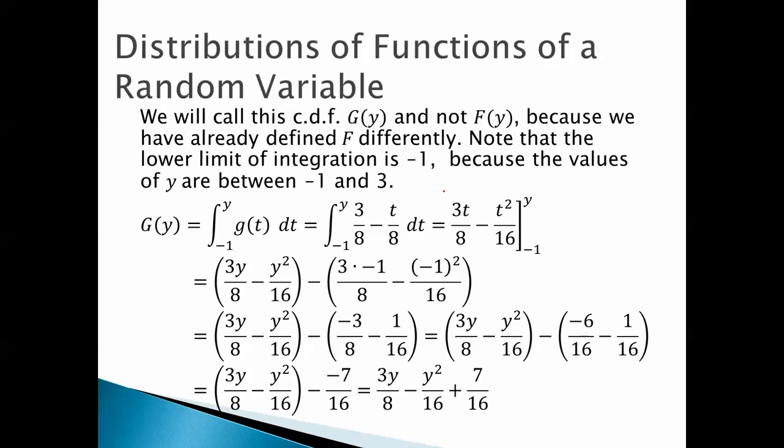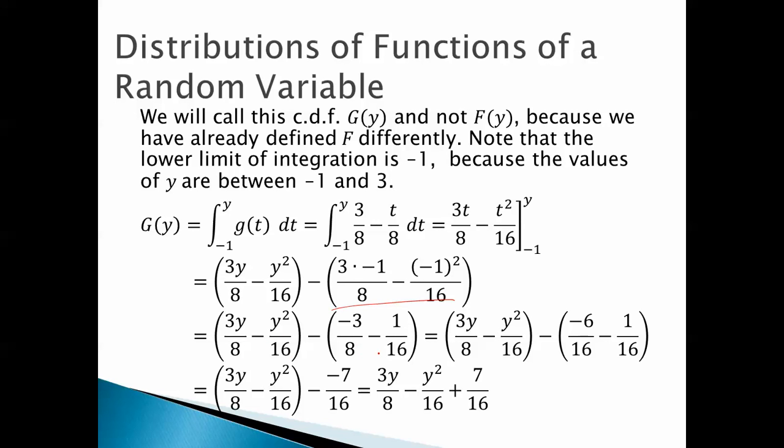So capital G of y is the integral from negative 1 to y of g of t. In other words, it's going to be the integral from negative 1 to y of 3/8 minus t over 8 dt. Integrate that, and we get 3t over 8 minus t squared over 16, as t goes from negative 1 to y. Plug in y, you get 3y over 8 minus y squared over 16. Plug in negative 1, and you get this expression.